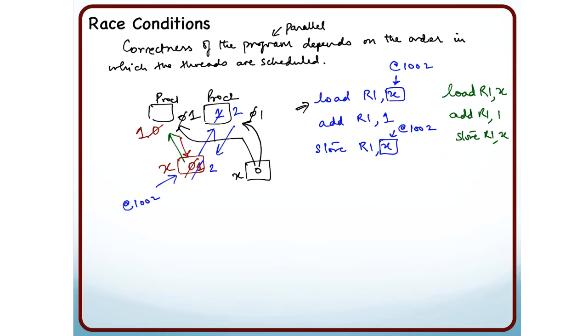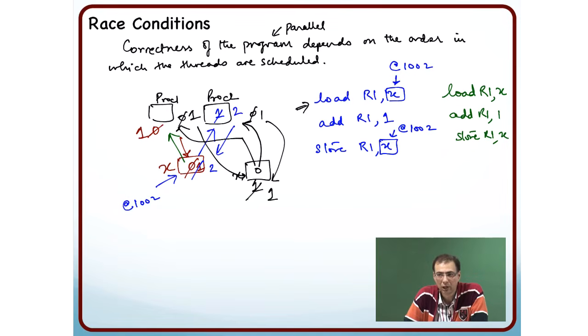And now let's say that processor 1 executes store R1 x. So this comes back and it writes 1 over here. And now processor 2 executes store R1 x. So it's going to overwrite this 1 with 1. And now the output is incorrect. That's not the output that you wanted, right?